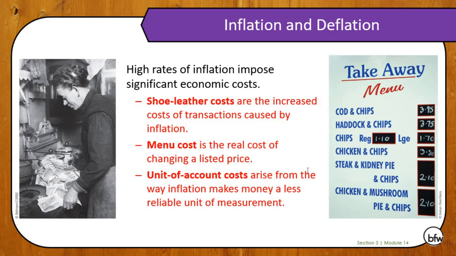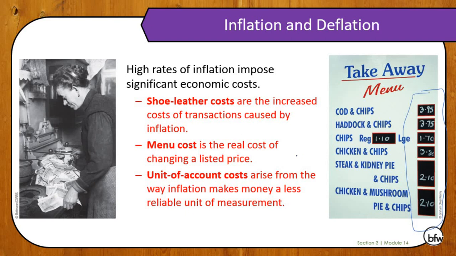The next cost that comes about as a result of high inflation is called menu costs. That's the real cost of changing a listed price. Over here, you'll see that these prices are written in chalk at a menu, or on a regular takeaway menu. Anytime there's high inflation, if you own a restaurant or anything like that, you want to be able to change your prices pretty easily. Because if this was written in permanent, printed material, every time you wanted to change your price, you'd have to print off a whole new menu. So it's definitely easier for stores to be able to quickly change the price on things.